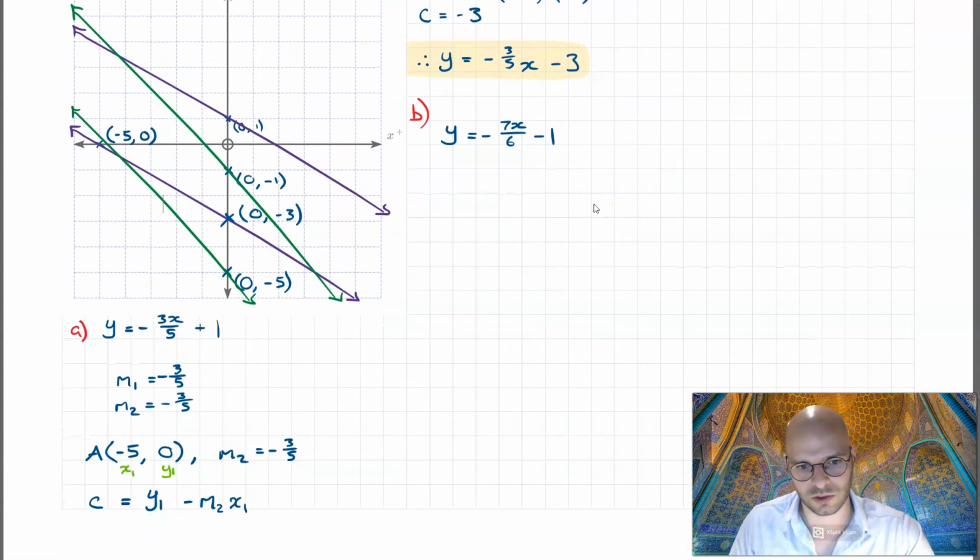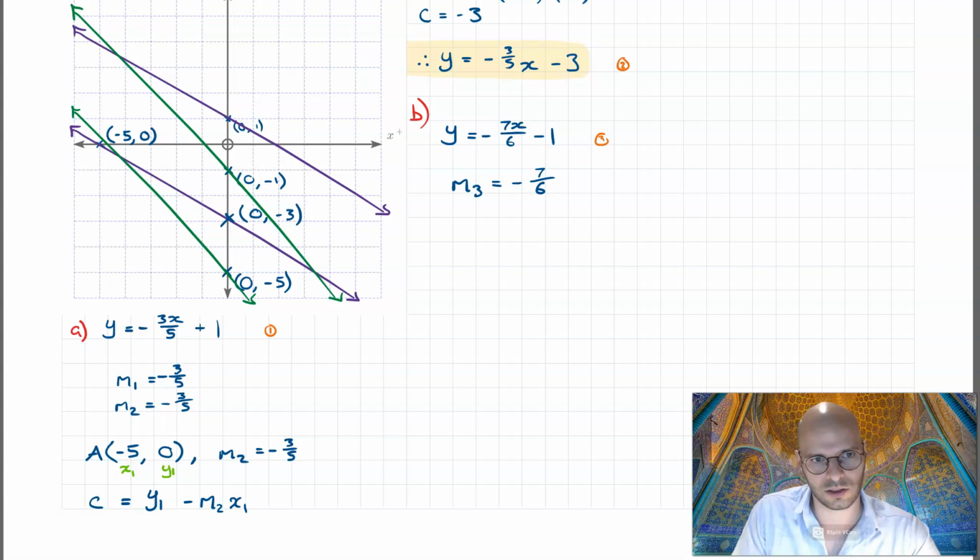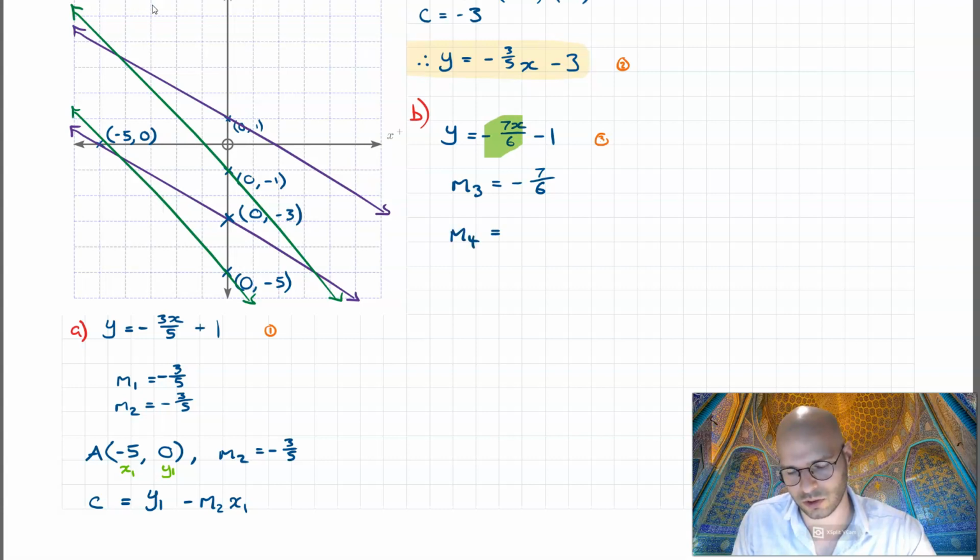First thing we're going to do is determine the gradient. In this instance, we're going to say that this one was line 1 and this was line 2. This can be line 3, and therefore m3 in this instance is negative 7 over 6, as I can see that here. So therefore, because they're parallel, m4 is equal to negative 7 over 6, just like that.